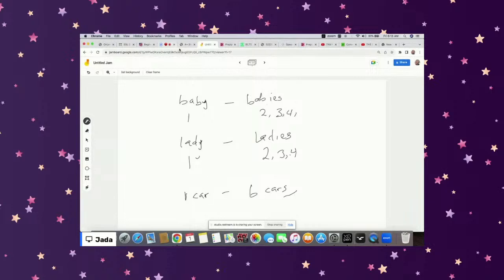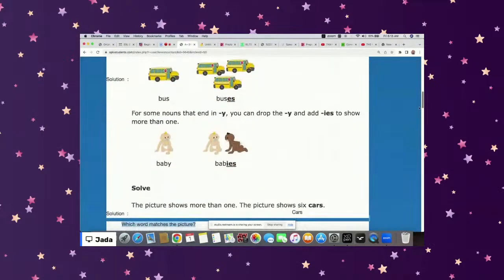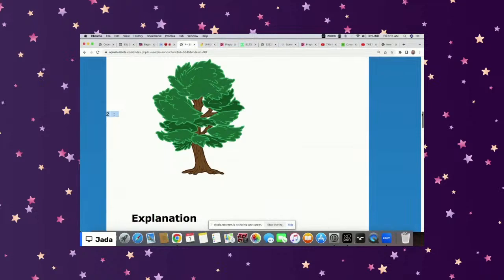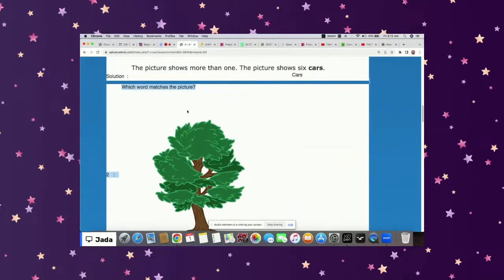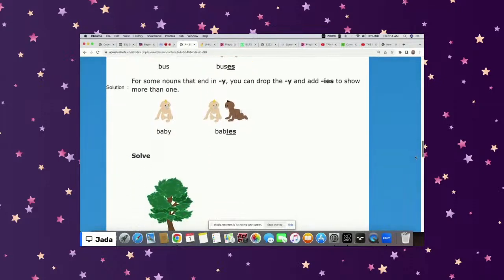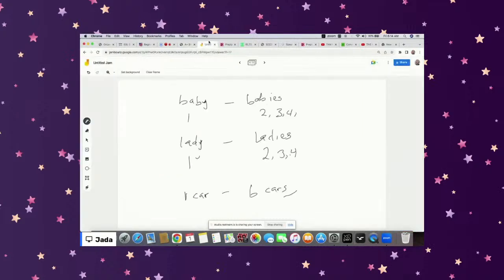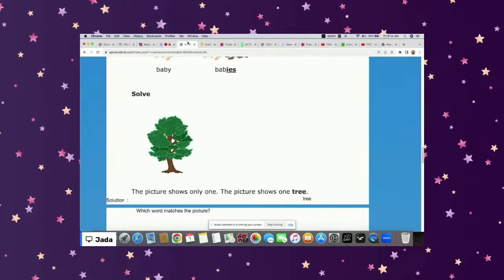Okay, so that's it. And then what do we have here? Which word matches the picture? We have a tree here, right? And it's only one tree. If we had more than one, then we're gonna say trees, like this, trees with s. But we have just one, so it is tree. So yeah, tree for this one.